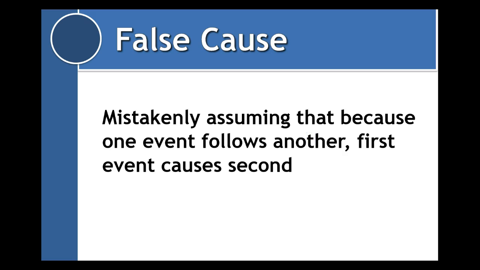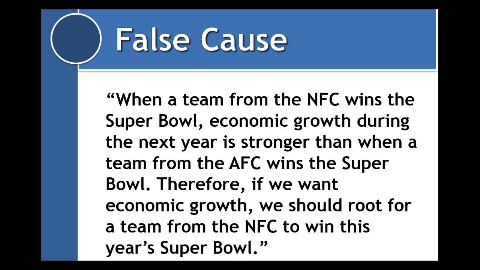False cause means mistakenly assuming that because one event follows another, the first event causes the second. When a team from the NFC wins the Super Bowl, economic growth during the next year is stronger than when a team from the AFC wins the Super Bowl. Therefore, if we want economic growth, we should root for a team from the NFC to win this year's Super Bowl.